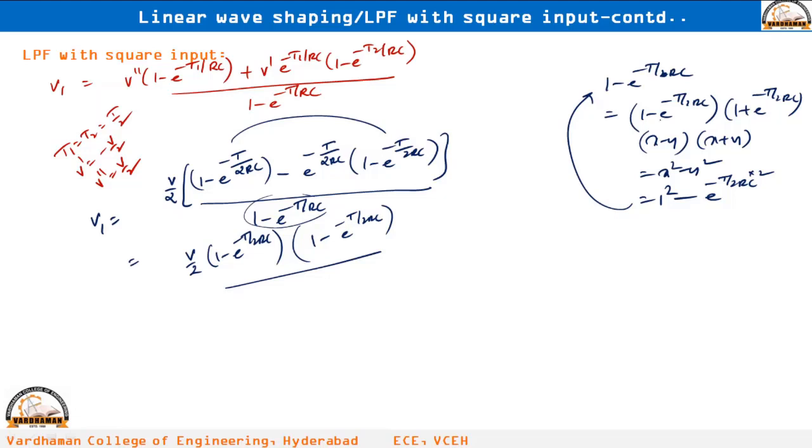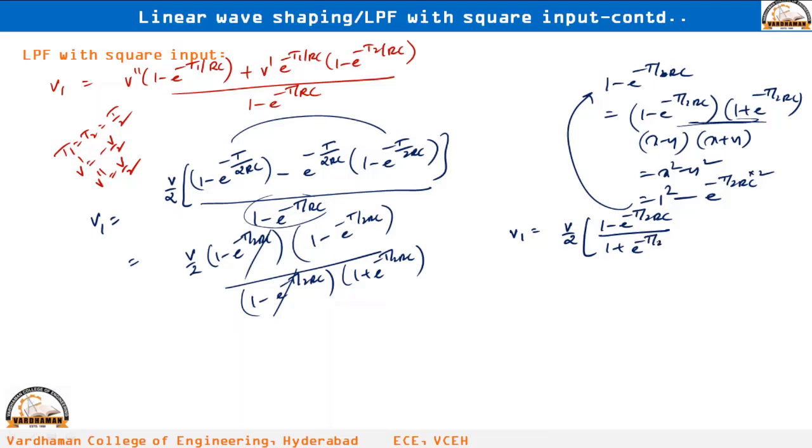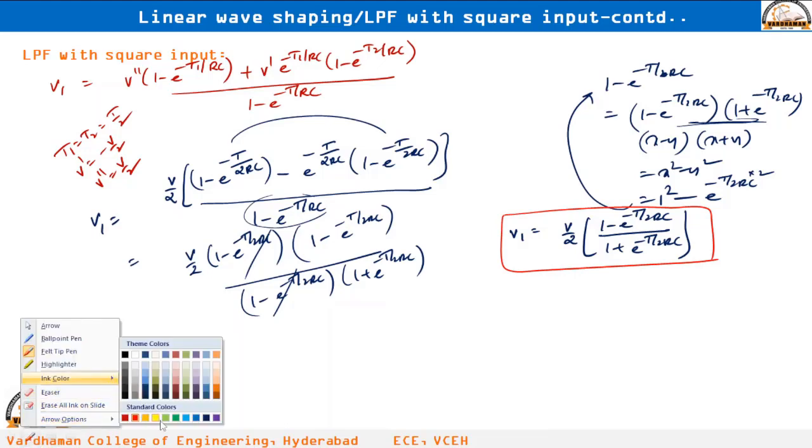So the denominator can be written as the product of these two terms: 1 minus e power minus T by 2RC, 1 plus e power minus T by 2RC. This one will be cancelled. So V1 is equal to V by 2 into 1 minus e power minus T by 2RC by 1 plus e power minus T by 2RC. This is what we got. Try to remember this equation, and we are going to modify it also.